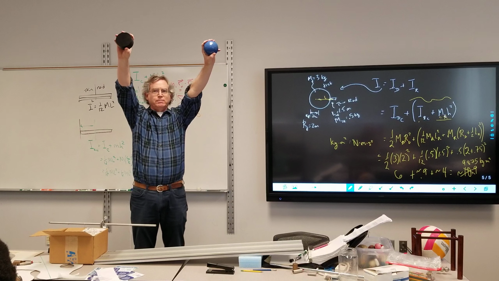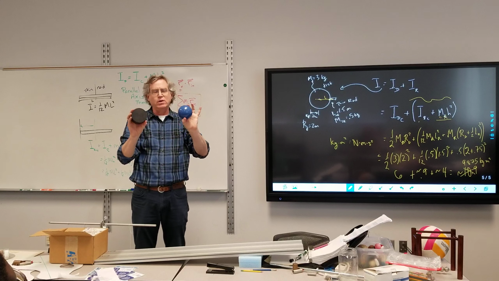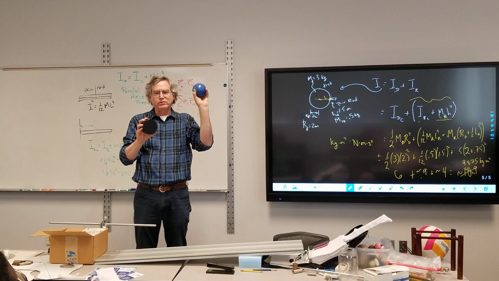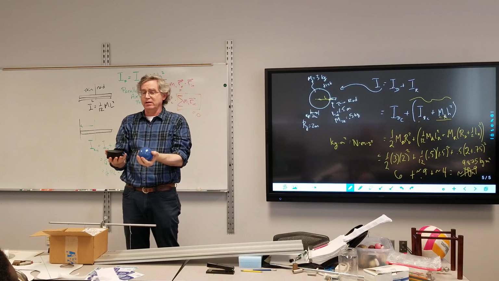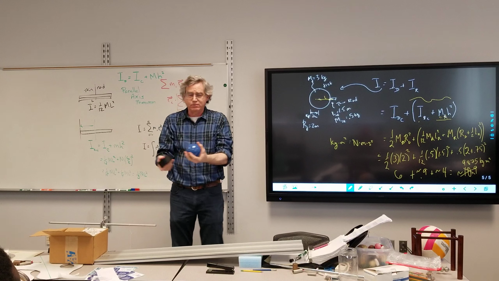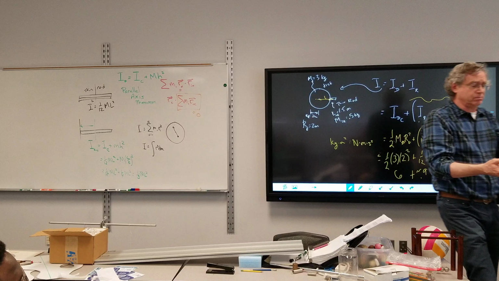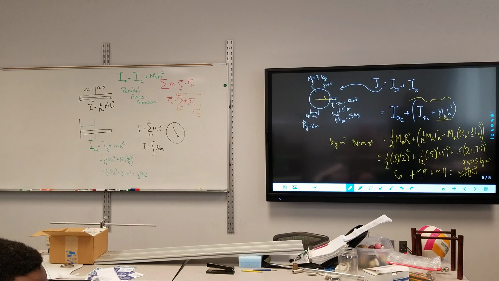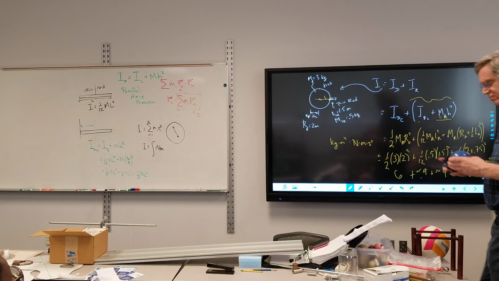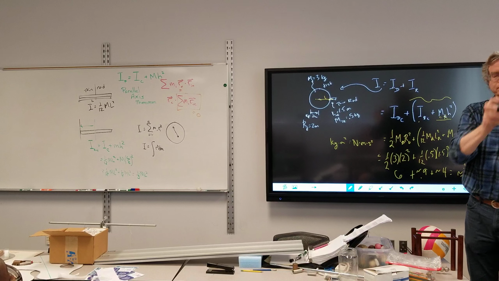I have two objects here. They have roughly the same radius. They do not have the same mass. The ball has a greater mass, as best as I can tell from just holding them. Dominic, just tell me which one you think has a greater mass. The sphere is heavier. All right, sphere is heavier, but they are roughly the same radius.